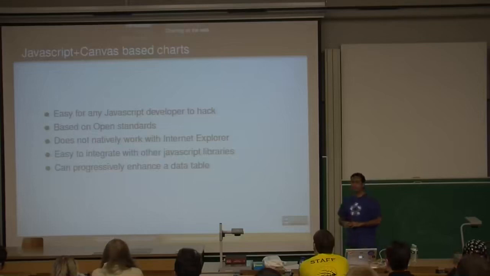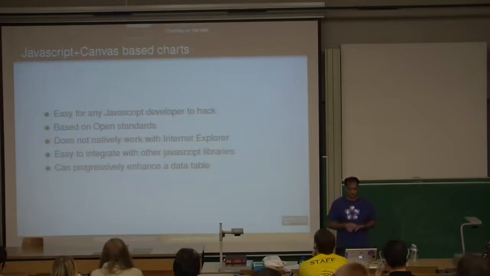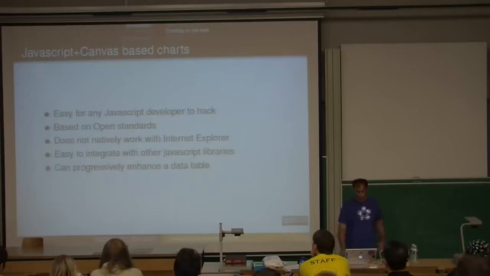It's easy to integrate with other JavaScript libraries. So if you're using Dojo, or you're using jQuery, YUI or MooTools, that's already JavaScript. You have your data in a JavaScript data structure. It's easy to dump it into a JavaScript-based charting library. And again, it can progressively enhance a data table using whatever kind of data accessor your library provides you.